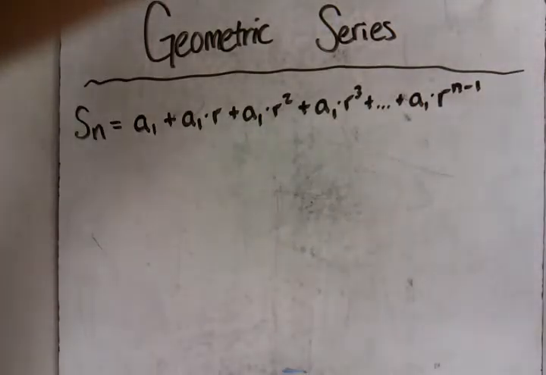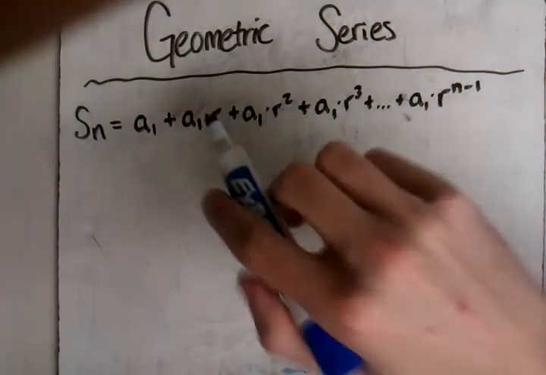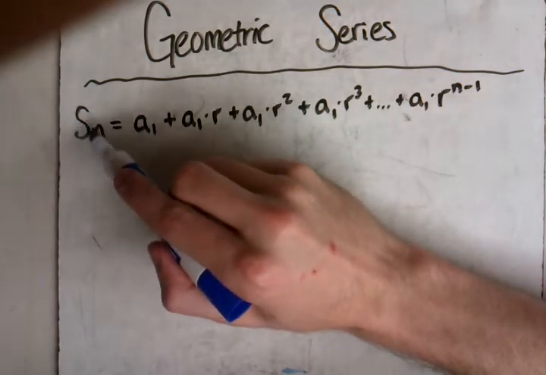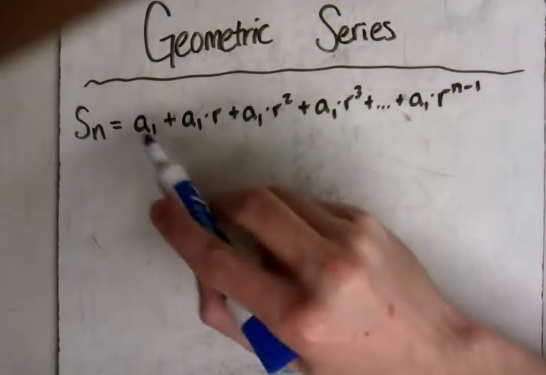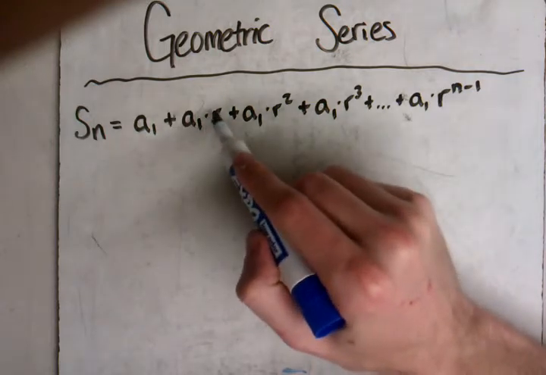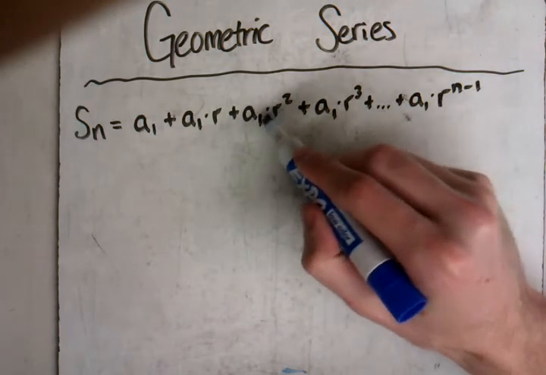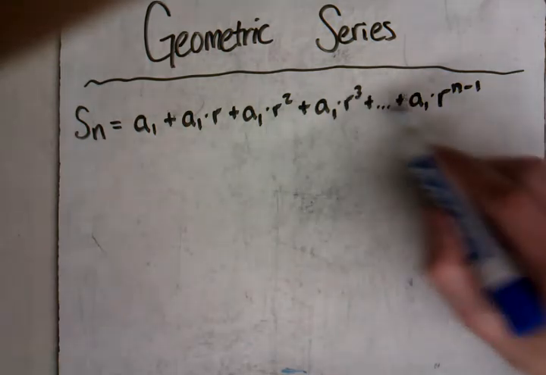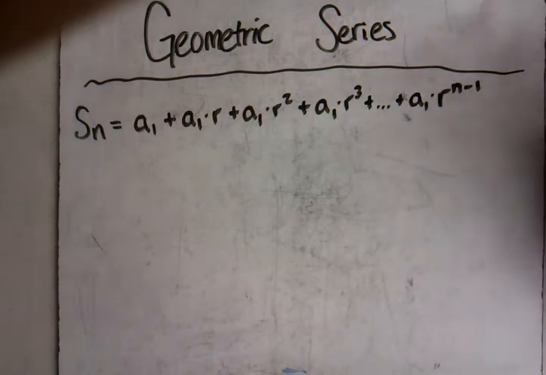Alrighty then, so I want to talk about geometric series. What I've done here is I've written out the equation. If I wanted to find the sum of the first n terms, I've written out what the first n terms will look like. The first one would be a1. Then to get the next one, we take that a1 and multiply it by r. After that would be a1 times r squared, and a1 times r to the third, and so on until I get to my nth term, which would be a1 times r to the n minus 1.